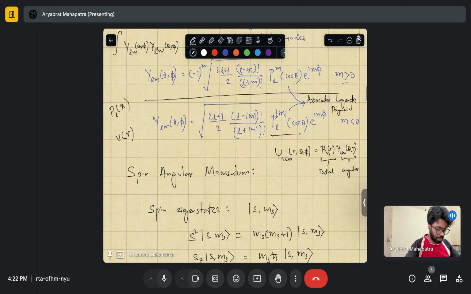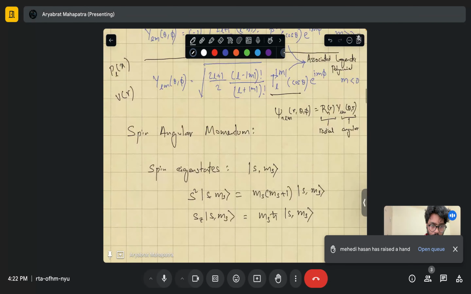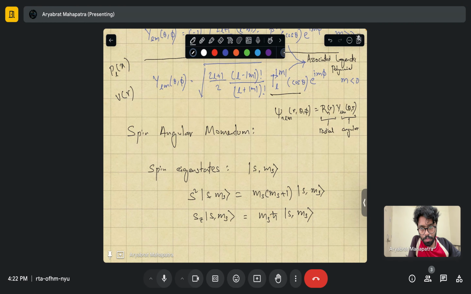Okay, there's one more question. You say the wave function is a combination of the radial and the angular part. So in the hydrogen atom system, my question is, in this angular part, you still didn't include the spin? It is only for orbital angular momentum. These spherical harmonics are only for orbital angular momentum.